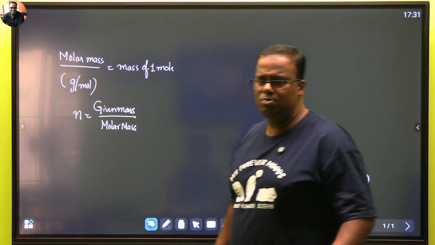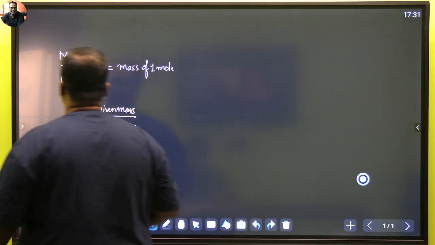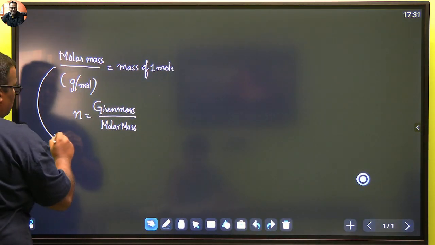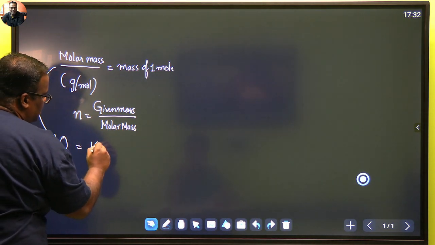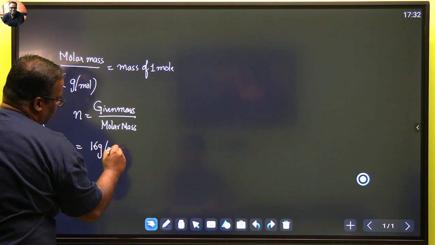Nothing great. Molar mass means, say for example, if you're getting confused, if I ask you what is the molar mass of oxygen, you will say molar mass of oxygen is 16 grams per mole.